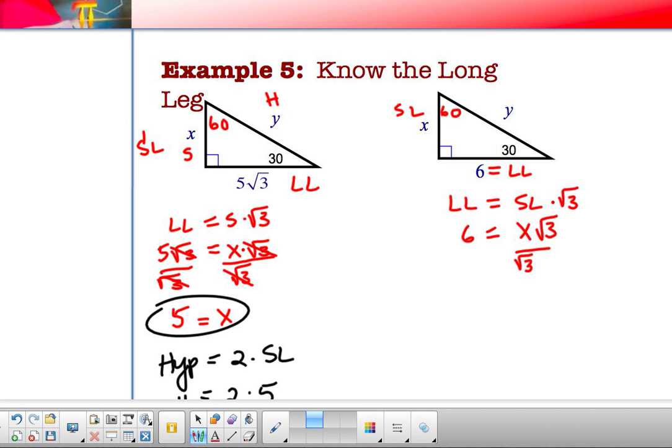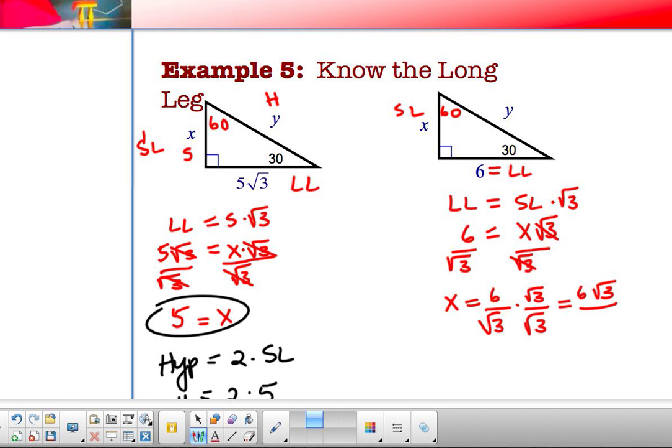Just like the other problem, we're going to start by dividing both sides by the square root of 3 to get x by itself. So now we have x is equal to 6 divided by the square root of 3. But we can't just divide 3 into 6 because the 3 is really square root 3. So we do the same thing we did before, and we rationalize this. In other words, we multiply the top and bottom by the square root of 3. Again, we're really just multiplying by 1, so we're not changing its value.